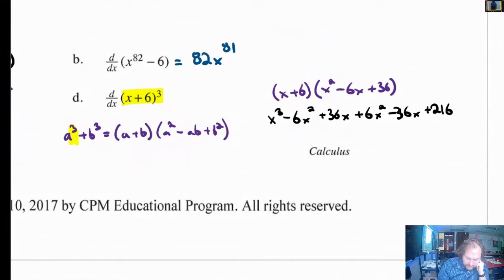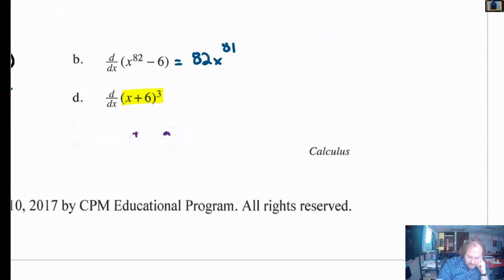You know what's really nice is that these actually cancel out. x plus 6 to the third power. Oh, you know what? I'm wrong. Hold up. I'm way wrong. I withdraw everything nasty I've said about anybody in this problem. x plus 6 to the third power. You don't need that formula at all. I am especially a ding-dong on this one.